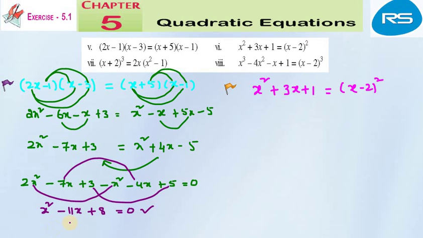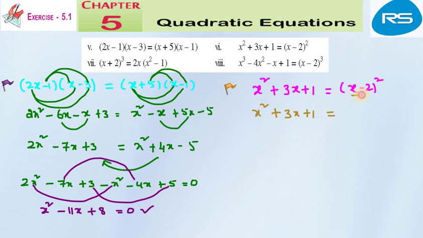As simple as that. Now come to the 6th question. The left hand side has no need to simplify. I am going to the right hand side. So this is as it is, x square plus 3x plus 1. No need to simplify this.